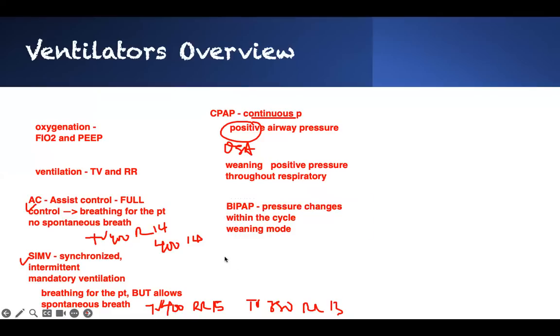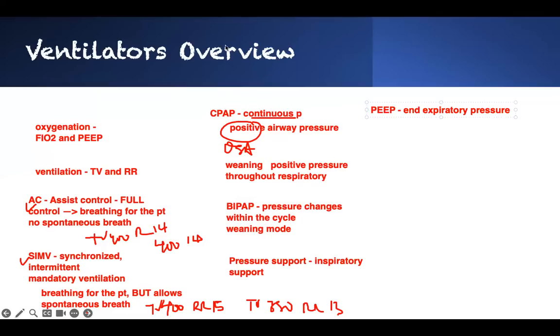Okay, and I told you about the pressure support. The pressure support basically is an inspiratory support as you breathe through the ventilator. You take your breath, it's like breathing through a straw, we give it to you during inspiration. And the PEEP is the end expiratory pressure. So at the end of expiration, we give it to you. So, end expiratory pressure. These are the modes.